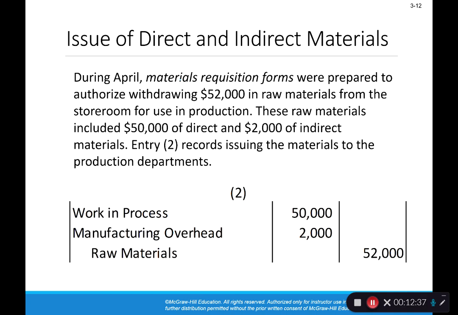So to come out of an asset, we credit the raw materials account to make the asset go down. And then to go into our WIP, the direct materials goes in there with a debit to WIP. The indirect materials go into overhead with a debit to the overhead account. Because these are all assets, debits make them go up and credits make them go down. So we're just taking out of one bucket and putting it into another. Out and in. That's all we're doing here.